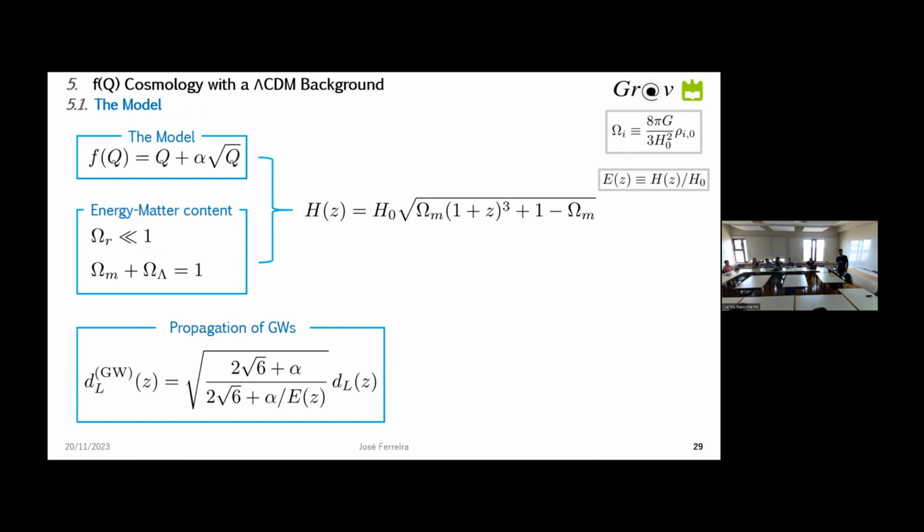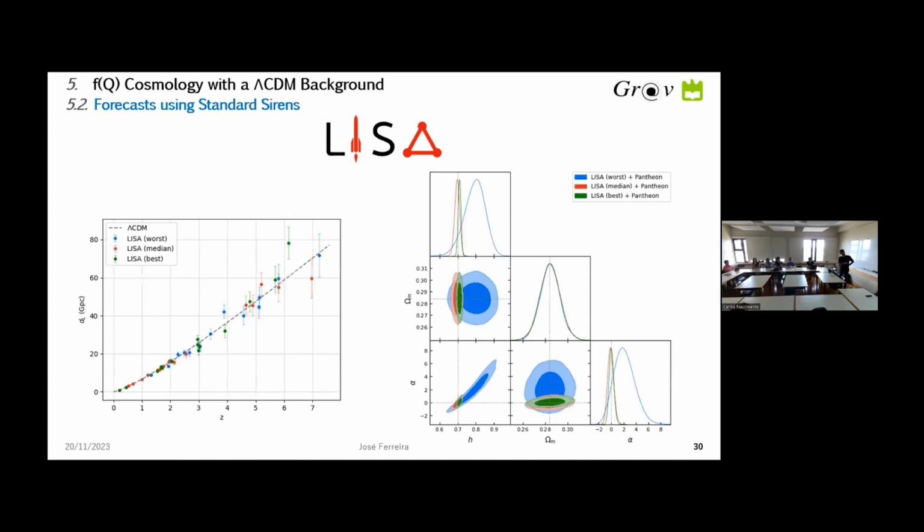Additionally, as we already know, the propagation of gravitational waves in these models is modified, and here's how it looks for this specific one. Then, because there's a degeneracy between alpha and omega matter, which are two of our parameters, we have to do something about it for the analysis, and we'll be using type Ia supernovae to fix the value of omega.